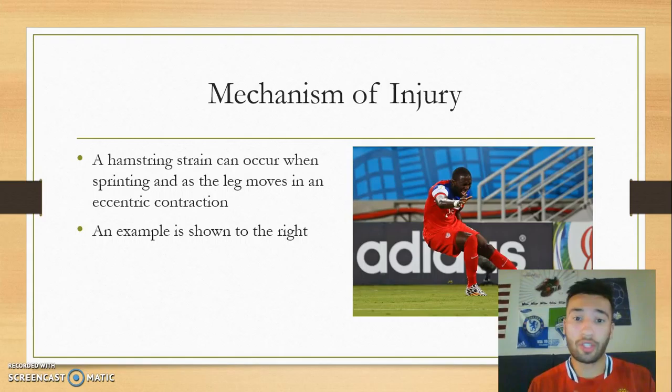The mechanism of injury: a hamstring strain can occur when you're sprinting for the ball and the leg moves in an eccentric action, so it's in that lengthening motion as you're sprinting. This can occur at the very beginning of a game because you didn't warm up properly, or at the end of the game because your muscles are so fatigued, as shown here by Jozy Altidore on the right, who plays for the USA national team, as he pulled one of his hamstring muscles at the very end of a game during the World Cup.